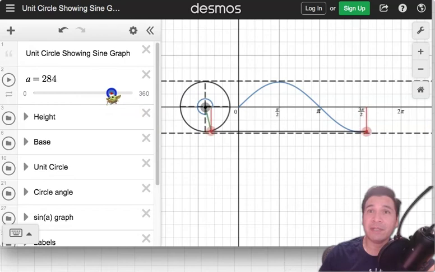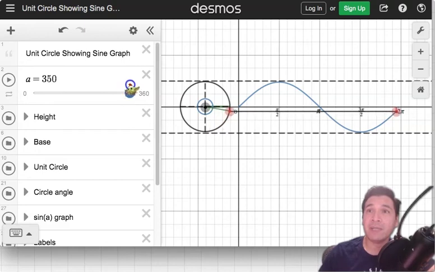So now we rotate around, and we see that as we go back to 0, the y's go back to 0, and so we get our sine curve.